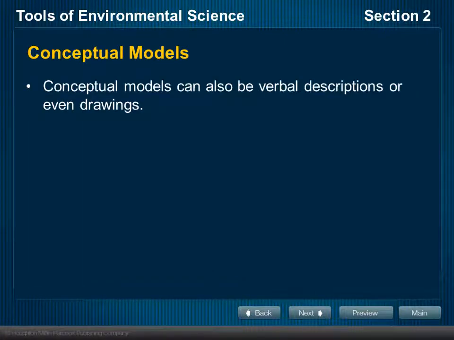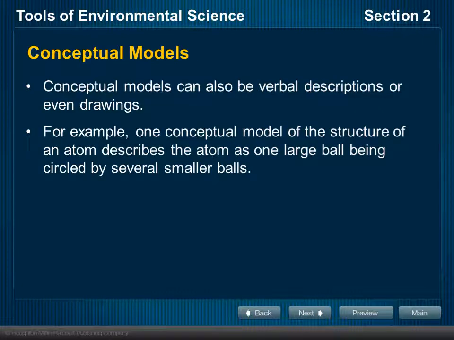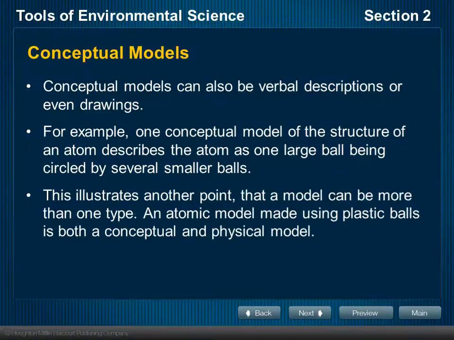Verbal descriptions and drawings. Any time we put something together to try to describe, especially a difficult concept, would be a conceptual model. Our descriptions of the atom, over the years, by the way, this changed. Scientists went from a plum pudding model to a planetary model of the atom, and so on and so forth. But those are descriptions to try to understand an atom and how an atom is laid out. And those are all conceptual models.